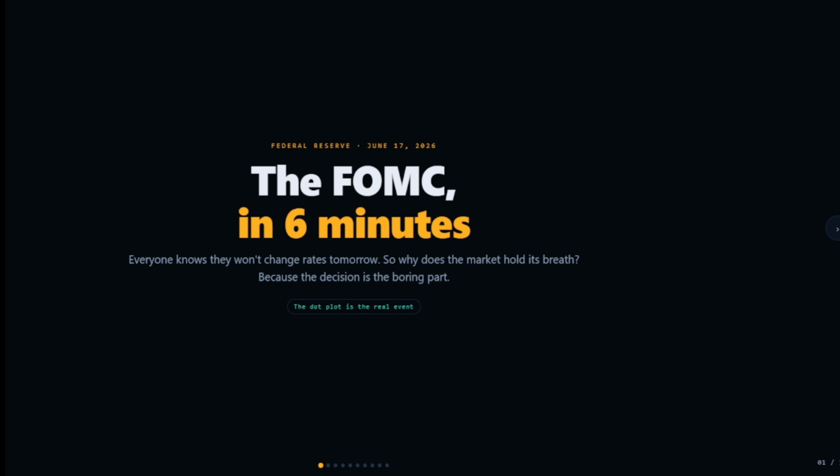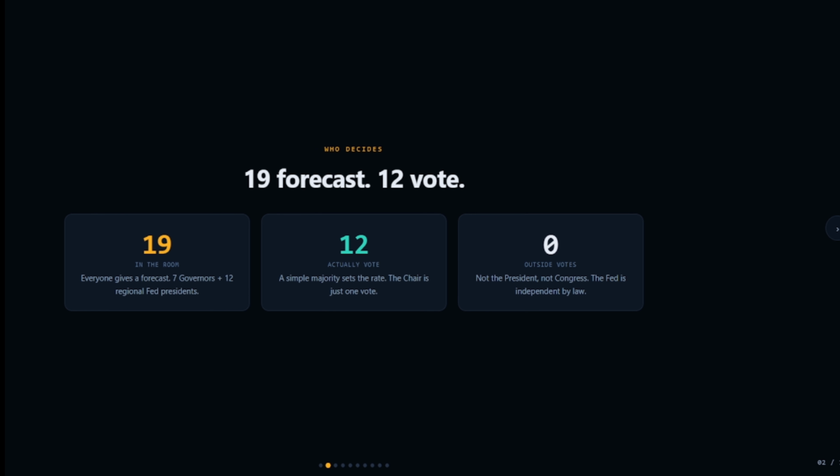Because the decision is the boring part. The real event is a forecast they publish called the dot plot. A brand new Fed chair's first press conference in addition makes it a super catalyst. Here's how to read it like a trader with tomorrow's real numbers.